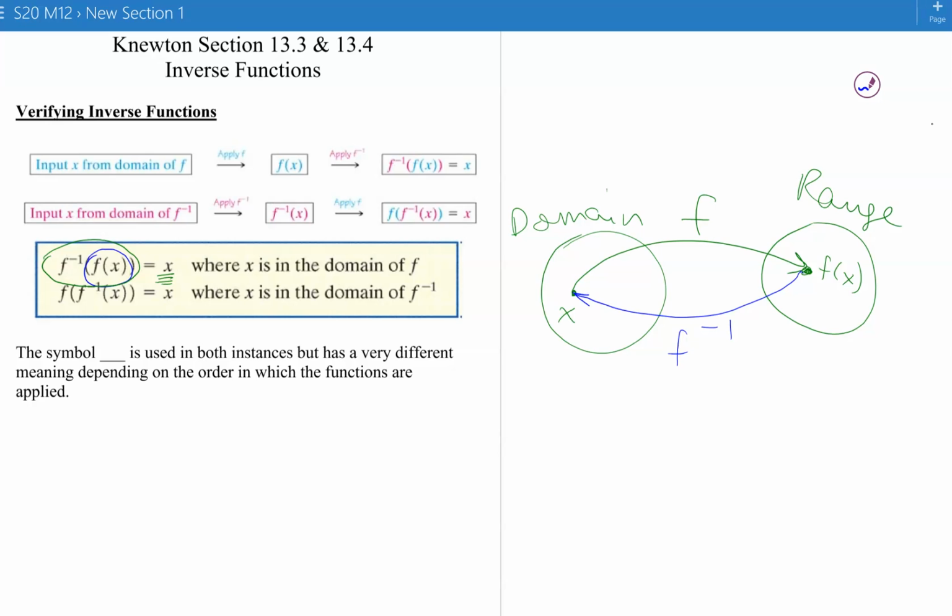Notice that this x is in the domain of f. So don't get hung up on that it's the letter x. That's just a symbol that's saying this place I started. So let me draw another picture of the second math sentence.